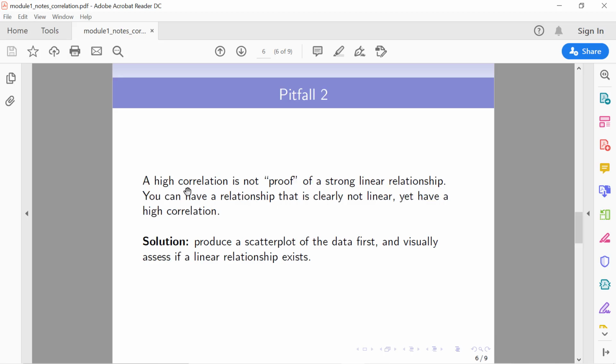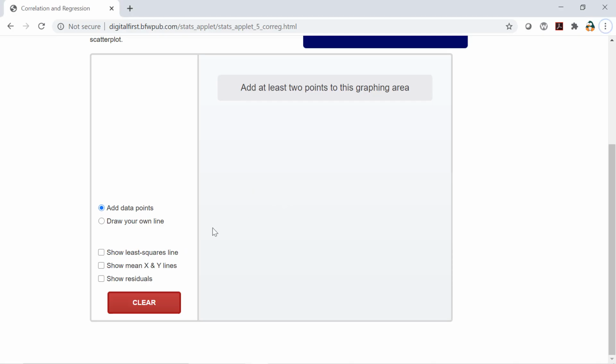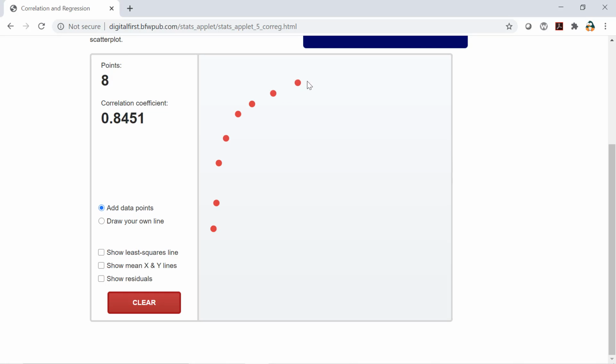A high correlation: very often people will read the data in and calculate the correlation, and feel happy if they see a high value. Now, a high correlation itself is not proof of a strong linear relationship. You can have a relationship that is clearly not linear yet still have a high correlation. What should be done is to look at the scatter plot first and then assess if a linear relationship exists. There are instances where you clearly have nonlinear relationships, something like this, where the correlation is pretty high.